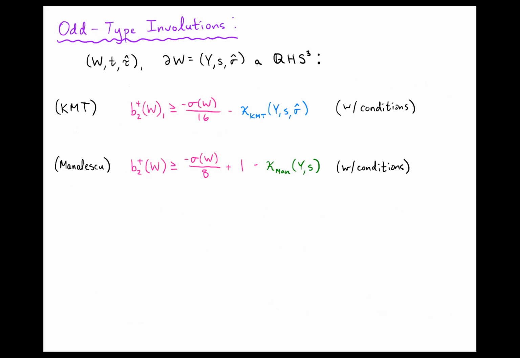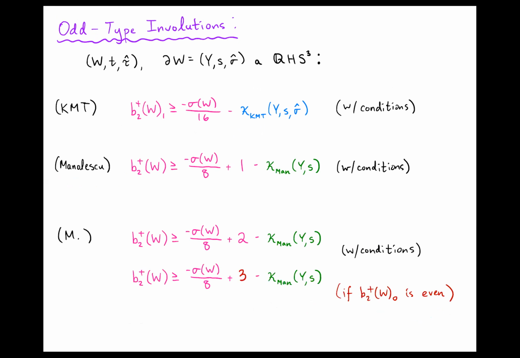So here's an organization of these inequalities. We have Kono, Miyazawa, Taniguchi's inequality, Manolescu's inequality, and then my inequality. In the case of odd type involutions, I can eke out one more for the inequality. So put in some work and get a little bit extra out of it. And if we're lucky, so if the trivial part of b2 plus W is even, then I can get a plus 3 in there. Okay, fine. Let's see how this all shakes out.